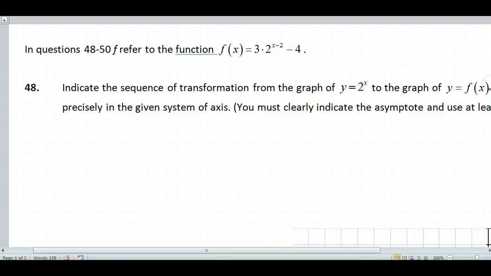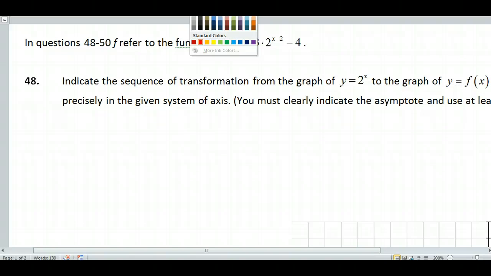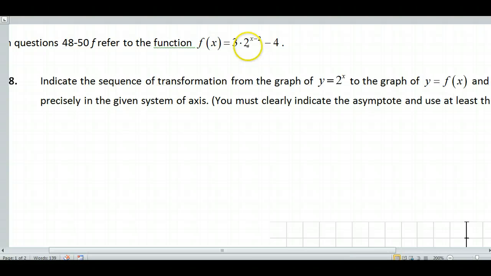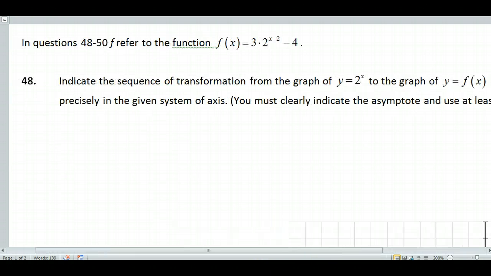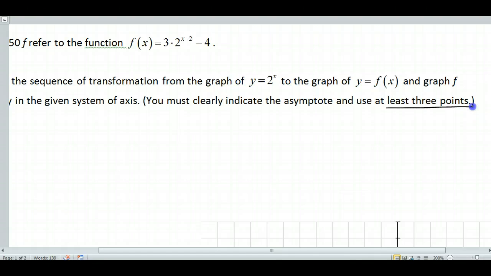Next problem, sequence of transformation. So this is about graph shifting. Indicate the sequence of transformation from the graph of y equals 2^x to the graph of f of x given right here, and graph f precisely in the given system of axes. You must clearly indicate the asymptote and use at least 3 points.